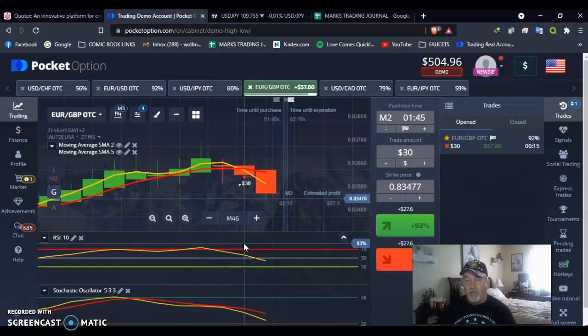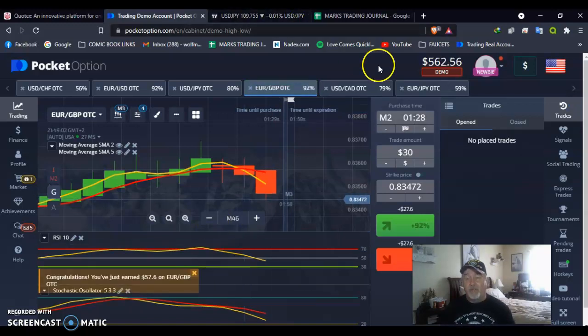I wanted to use the demo to kind of give you an idea. Now, if you can do this on demo in a consistent manner, let's say you do 25 trades and you only lose, say, 4 out of 25, then you're ready for live. Because if you can win that many on demo, you'll have no problem with a live account. There we go, it was a win. It put us up to 562.56.